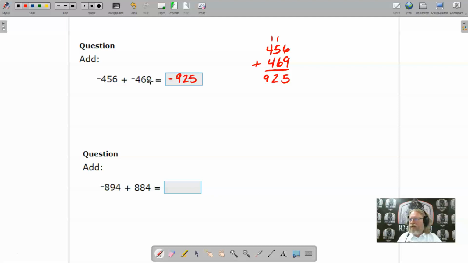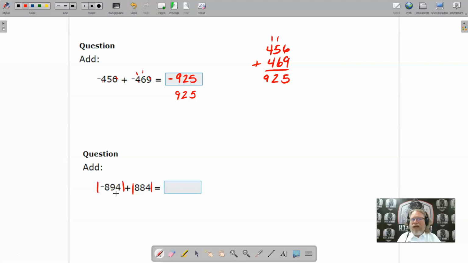Or I could have done this by saying, okay, 9 and 6 is 15. Carry the 1. 6, 7 plus 5 is 12. Carry the 1. 4 and 4 is 8 plus 1 is 9. So if you're good enough to do it that way, you can feel free to do it that way. And if you want to go ahead and stack them up, go ahead and stack them up. And here we have 2 of them that are different signs. So we're going to have to use the absolute value concept.